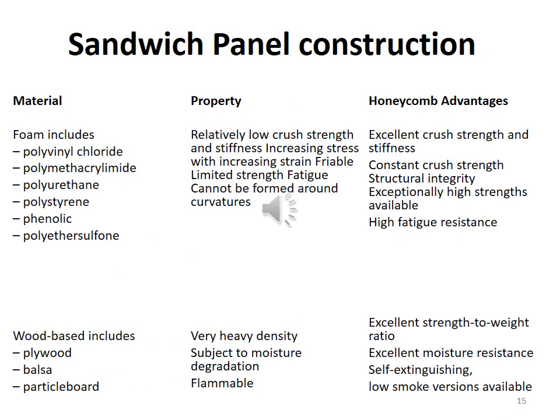These are the materials used for the construction of sandwich panels. For the core, different polymers can be used, such as polyvinyl chloride, polymethacrylamide, polyurethane, polystyrene, and phenolic resins. However, some wood-based board material can be used on either side of the core, such as plywood, balsa, or particle board.